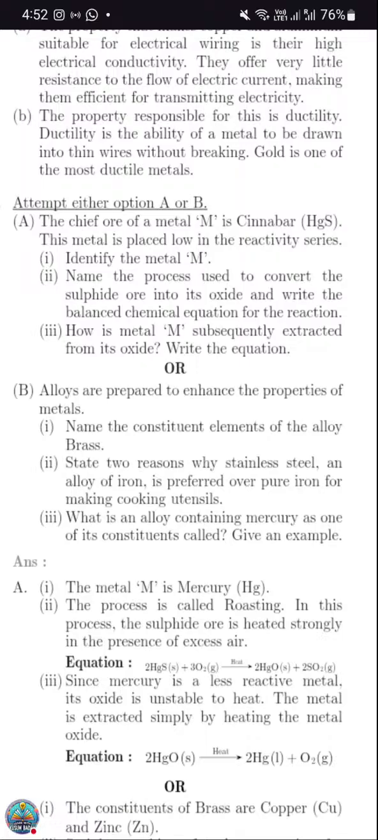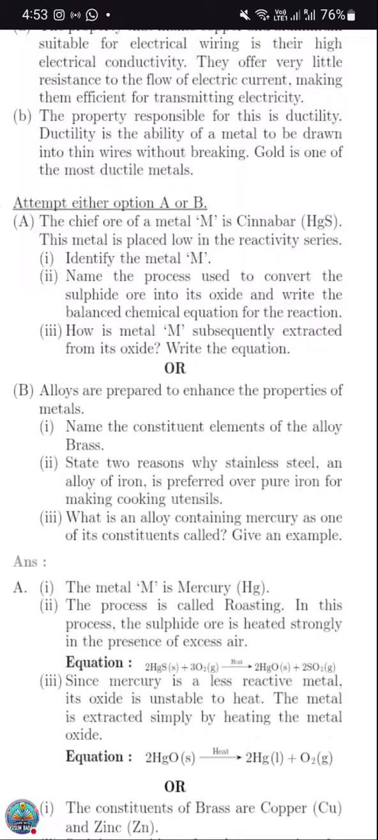Two kinds of ores are there, sulfide ores and carbonate ores. How are they converted? Sulfide ores into oxides. We also need to write the balanced chemical equation for the reaction. How is metal M subsequently extracted from the oxide? So the answer: metal M is mercury. The ore itself gives the answer. HgS is there, very good, Vivek. So the metal is mercury.